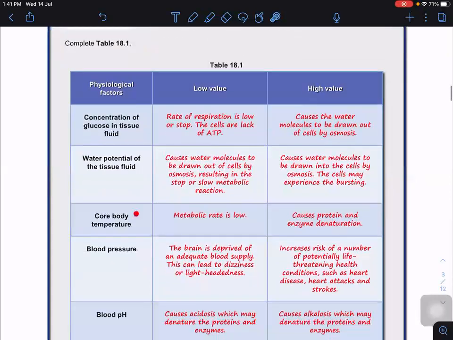How about core body temperature? If the body temperature is too low, we know that the metabolic rate is lower because of the enzymatic reactions, which kind of depend on the temperature. The optimum temperature, for example, most of the enzymes work around 37 to 40 degrees Celsius, but now your core body temperature is 34, 35. So metabolic rate will be lower. How about if core body temperature is too high? It may cause protein and enzyme denaturation, or the enzyme proteins cannot function, because they lose their precise three-dimensional shapes.